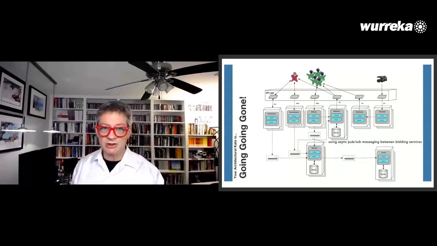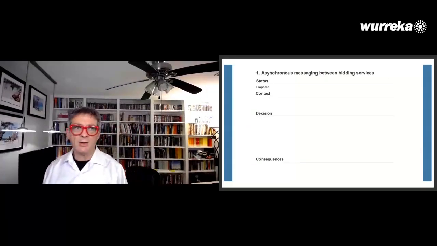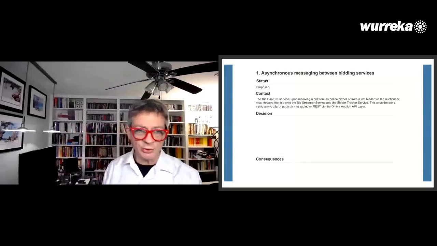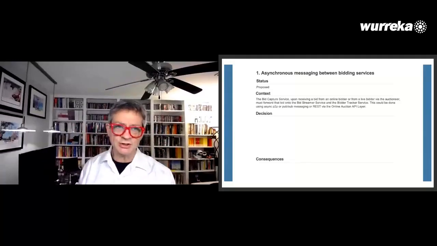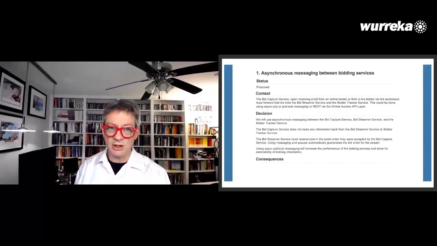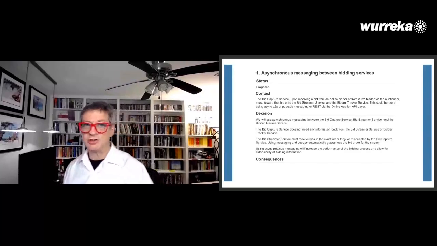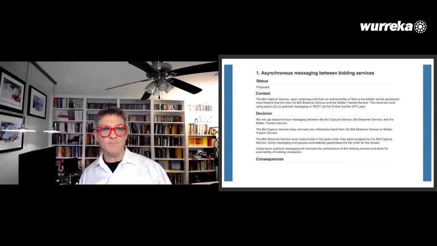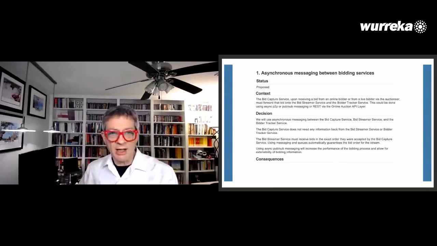So for example, using asynchronous pub sub between bidding services, the common format for this is the architecture decision record. And this is a good example of one of those. Bid capture needs to move forwards to the bid streamer. This can be done using asynchronous P2P or pub sub messaging or REST via the online auction API. The decision here, so we put out the context and the options, and we put the decision here. We use asynchronous messaging between bid capture, bid streamer, and bid tracker. Bid capture doesn't need any information from bid streamer or bid tracker, so we can make that asynchronous and not have to rely on that.